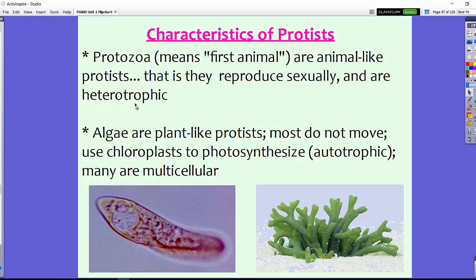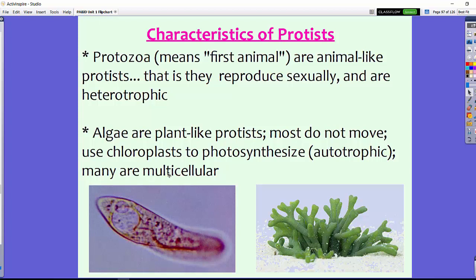We also have protists called plant-like protists. And you're probably familiar with algae, that's seaweed, or the red tide that comes in can also be considered algae. So algae is plant-like protists. They typically do not move. They either are planted into a substrate, kind of like this green guy right here, or sometimes it moves with tides and things like that.